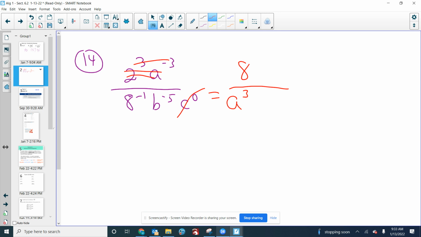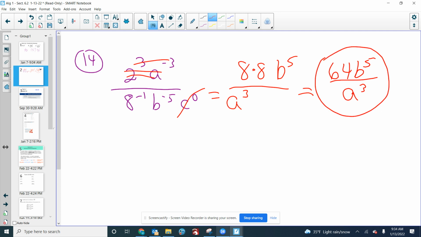Now, here's where this is confusing. If I have two numbers, one's already up here, right? I'm bringing another number up. You have to multiply them. Okay? And then b to the negative fifth has to go where? Up. And becomes b to the fifth, right? So clean up. What is 8 times 8? 64. And there's my answer. That was tricky because of that.